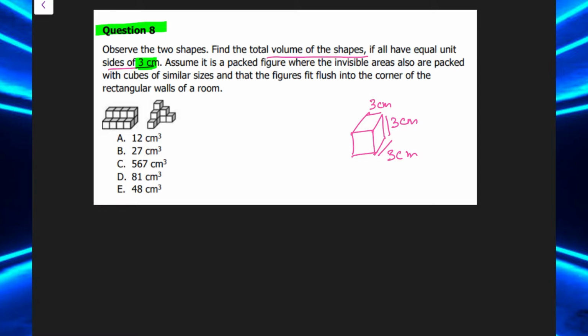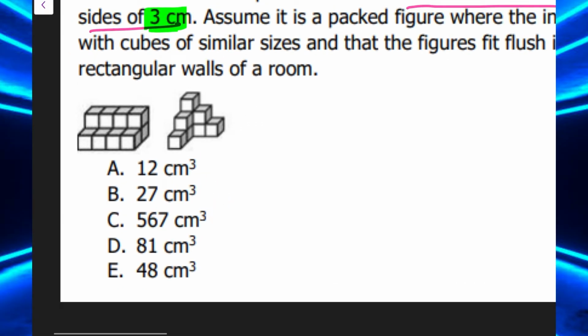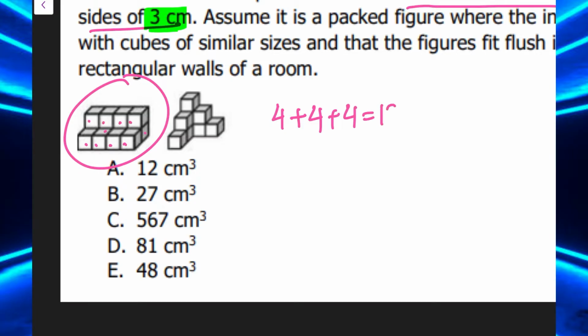Assume it is a packed figure. Find the total volume. Let's work it out. Let's look at the first diagram. Now we can see that 1, 2, 3, 4, there are 4 cubes right in the front, and there are 4 cubes right behind which are not visible to us. And because the question mentions they're all packed together, and there are 4 on the top, there are a total of 12 cubes in the first diagram.